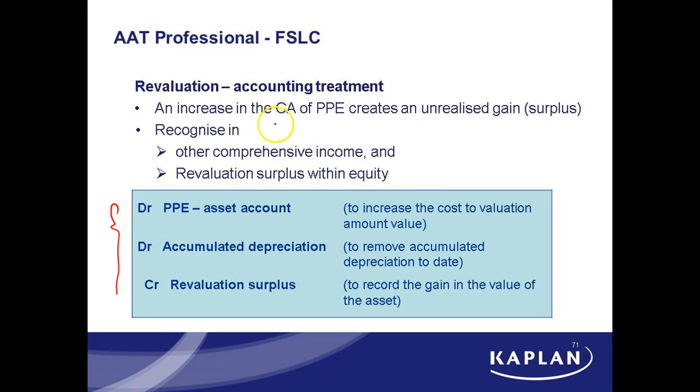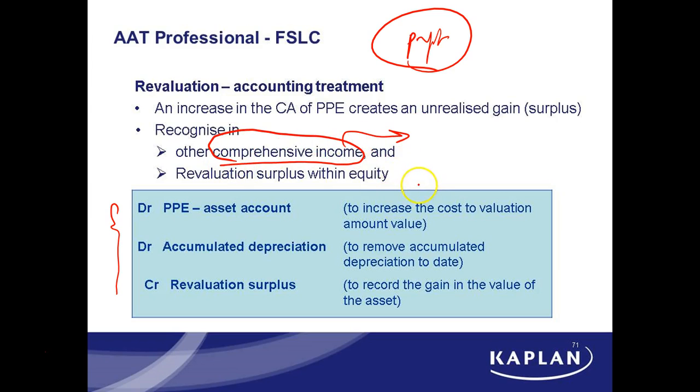But the key point really is that if there's an increase, say you sell off an asset, any profit after revaluation will go to other comprehensive income, because other comprehensive income has nothing really to do with trading profit. It's still income, but we're not banding it or mixing it with normal trading profit. That's what this is really saying.